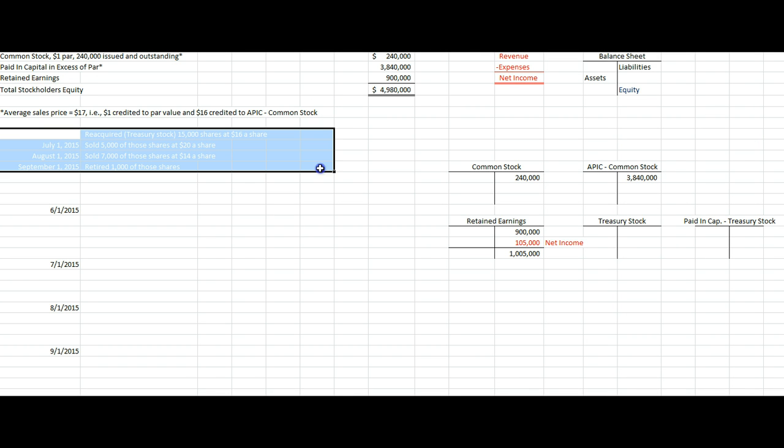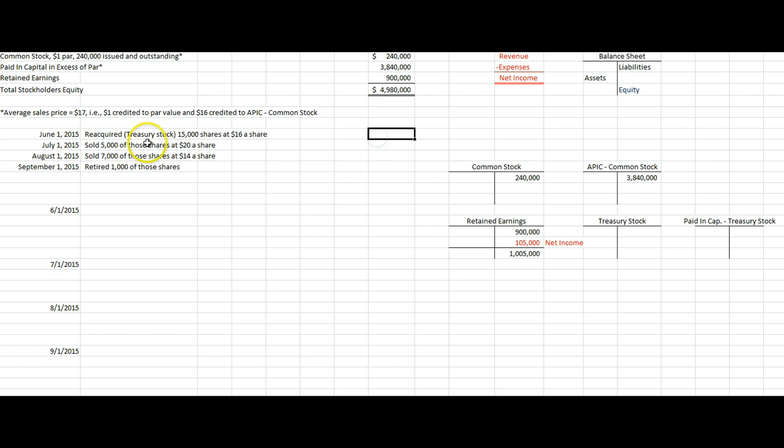So let's focus on the par value method. Same transactions are going to take place. We're going to buy back 15,000 shares at 16 bucks a share. So we're going to take $15,000, 15,000 shares times $1 par, and put it into the Treasury Stock account. We're going to undo the additional paid-in capital common stock related to those shares. Remember, we had $16 additional paid-in capital per share, $16 times those 15,000 shares is $240,000.